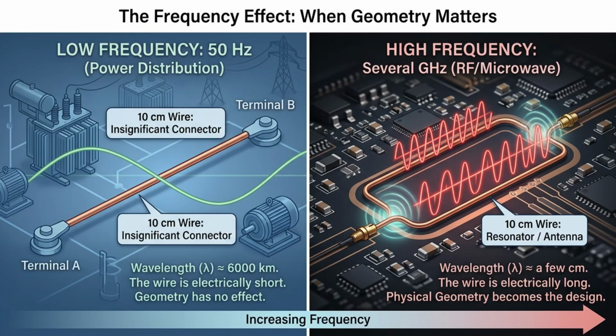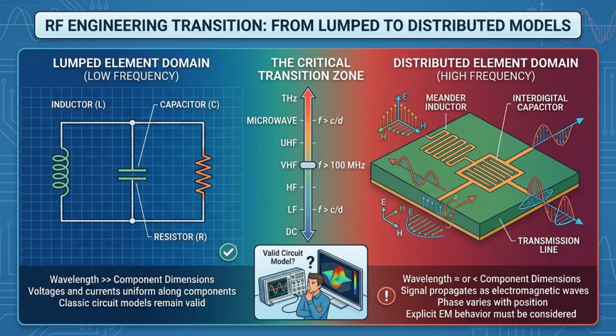For example, a 10-centimeter wire is insignificant in a low-frequency power circuit operating at 50 Hz. However, at several gigahertz, that same wire may represent a substantial fraction of a wavelength and strongly influence circuit performance. The physical geometry suddenly becomes part of the electrical design. This transition is one of the most important concepts in RF engineering. Engineers must constantly evaluate whether traditional circuit models remain valid or whether electromagnetic wave behavior must be considered explicitly.